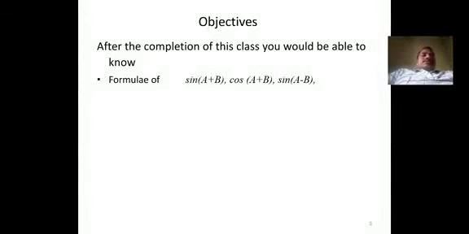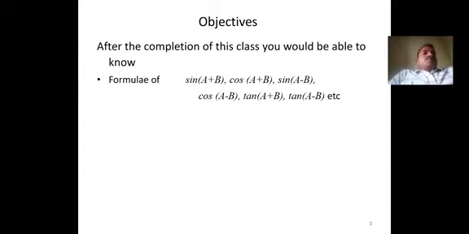Formula of sine of A plus B, cos of A plus B, sine of A minus B, cos of A minus B, tan of A plus B, tan of A minus B. Here, what's the formula for sine of A plus B? Sine A cos B plus cos A sin B. Cos of A plus B is cos A cos B minus sine A sin B.